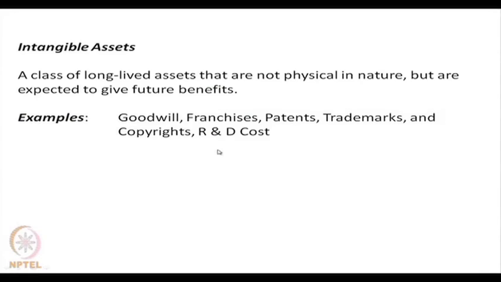Now, for example, R&D may be taken as an expense and can be expensed off not in 1 year, but over a period of time, because R&D investment gives rise to certain future benefits. So, it is like an investment, it is an asset. Therefore, it is amortized over a period of time. Similarly, patents, trademarks and copyrights, similarly franchises.